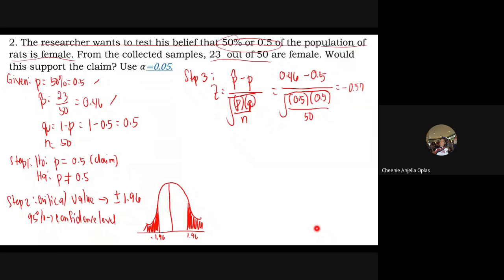For step number 4, it's decision making. The Z critical is at plus minus 1.96. The Z value is at negative 0.57. So what is the decision? Reject H0, do not reject H0.